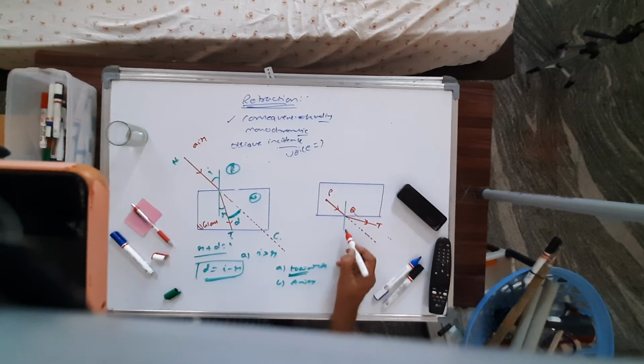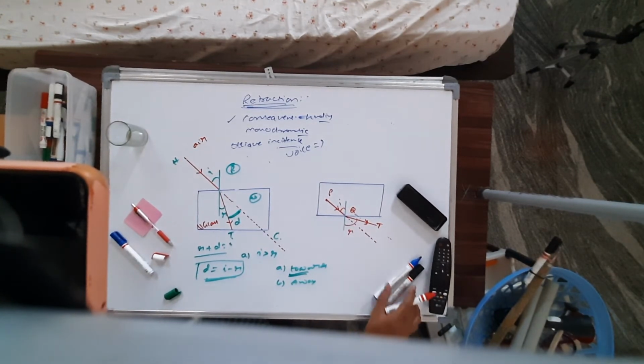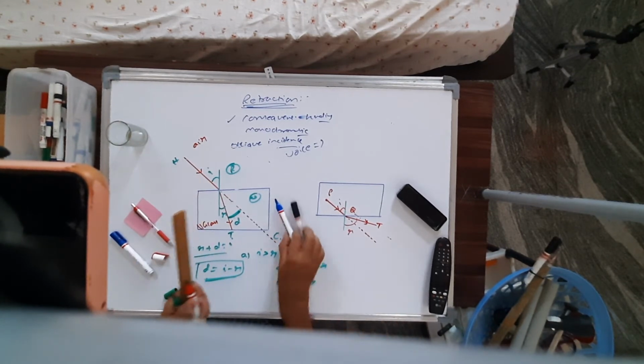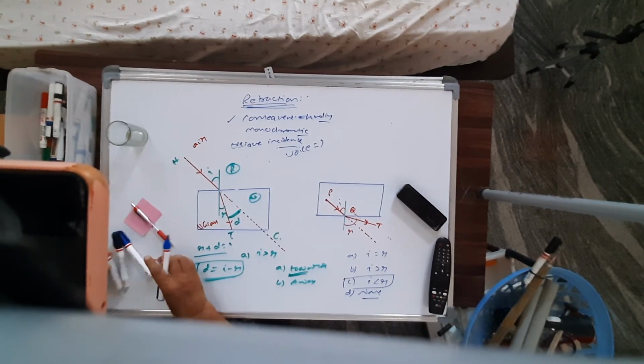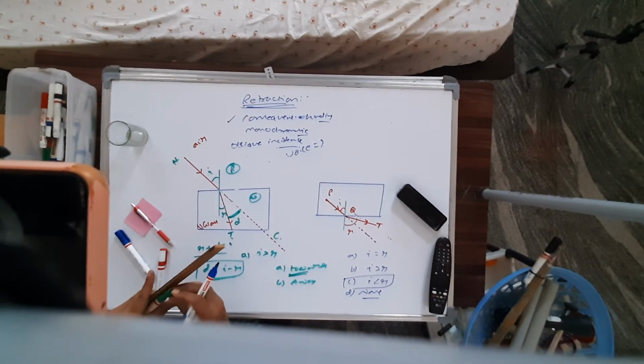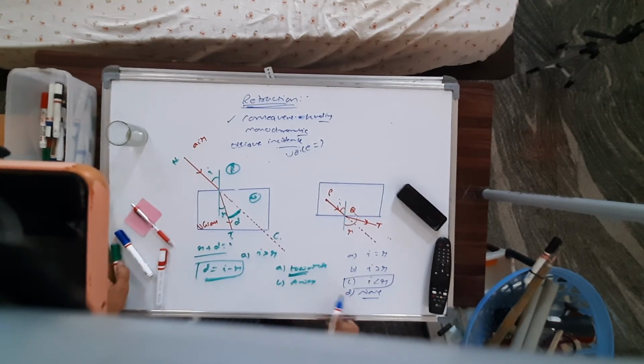Can you tell me, in this case, this is I, this is R. Which option is correct? A, I equals R. B, I is greater than R. C, I is less than R. D, none of these. Come on. Very good. R is greater than I. C is the right option. Very good. Excellent. So in this case, you have to notice that R is greater than I.